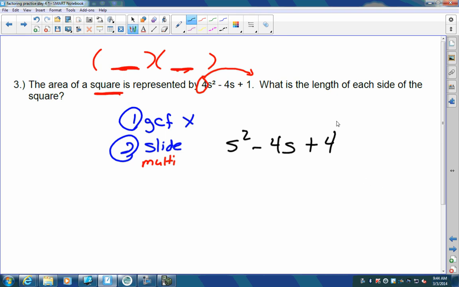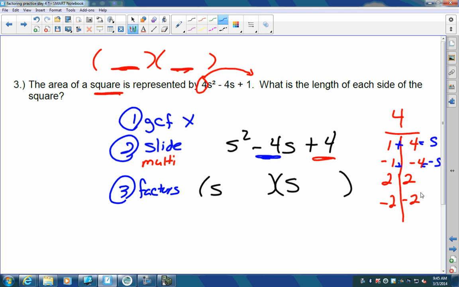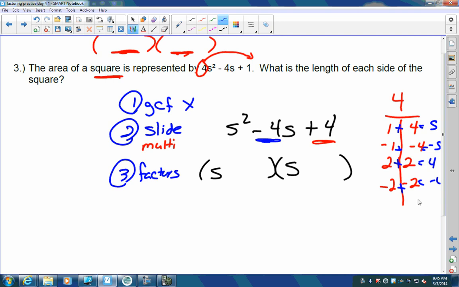Now, I need the factors of 4. Okay, so I've got my factors. I know I'm going to split them up, and my s squared is split up as s and s. When you go to find your factors of 4, I know that I have 1 and 4, negative 1 and negative 4, 2 and 2, and negative 2 and negative 2. I need my factors that add up together to give me the middle term. 2 and 2 is 4, but I need negative 2 and negative 2 to give me negative 4. So I'm going to have s minus 2 and s minus 2.